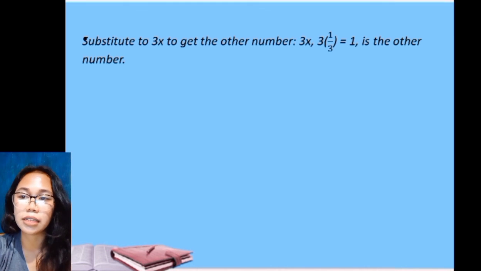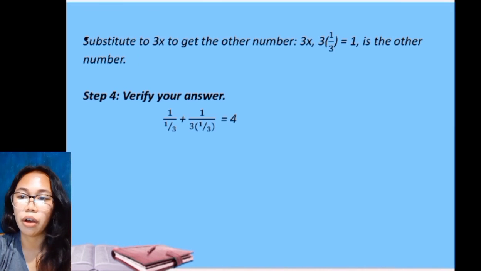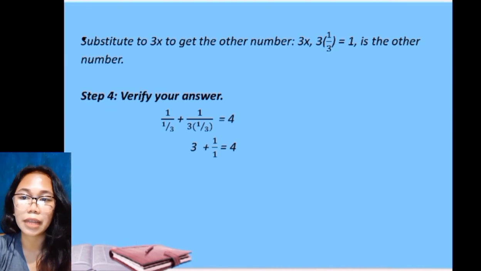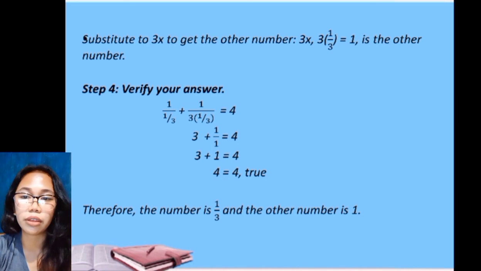Last but not least, step 4, verify your answer. Change the x into 1/3 and it will become 1 over 1/3 plus 1 over 3 times 1/3 equals 4. It becomes 3 plus 1 equals 4. With the total of 4 equals 4, which is true. Therefore, the number is 1/3 and the other number is 1.